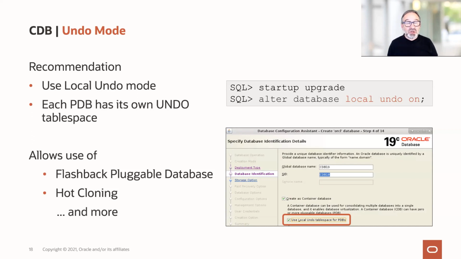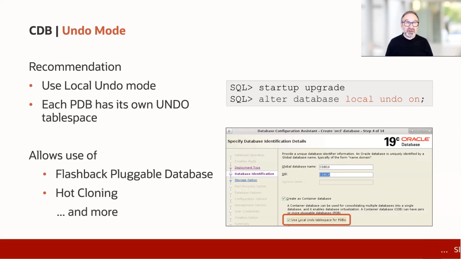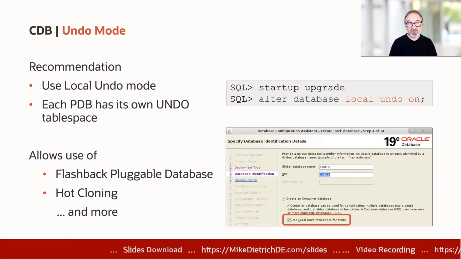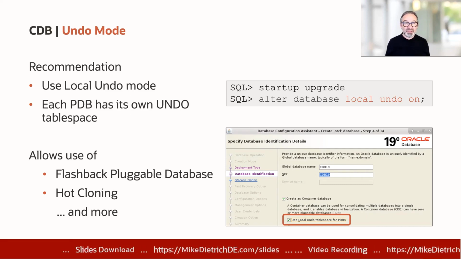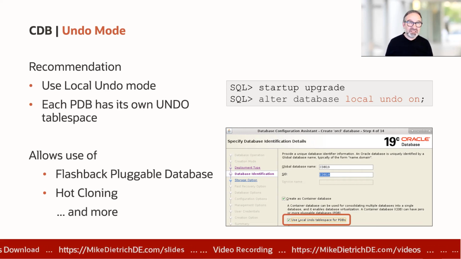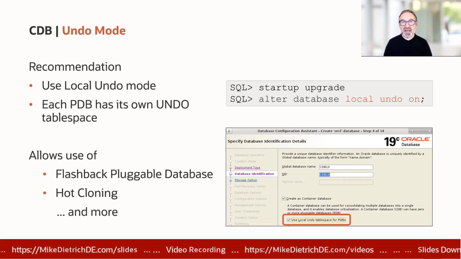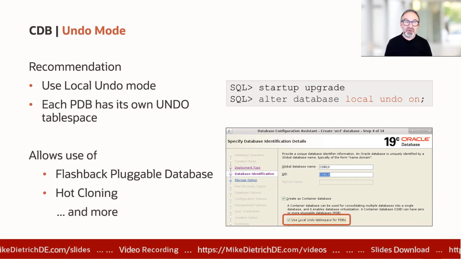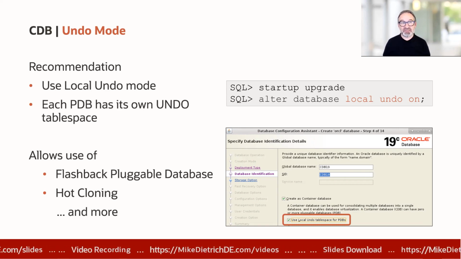Then your container database by default since 12.2.0.1 will be created with local undo. So you see it on the screenshot, the box is also ticked on. If you would like to change the local undo by yourself, you need to bring the database into startup upgrade mode. Why do we strongly recommend local undo? Local undo is the requirement for all these cool features we have since 12.2. Hot cloning, flashback pluggable database, and much, much more. And we will highlight some of these features today as well.